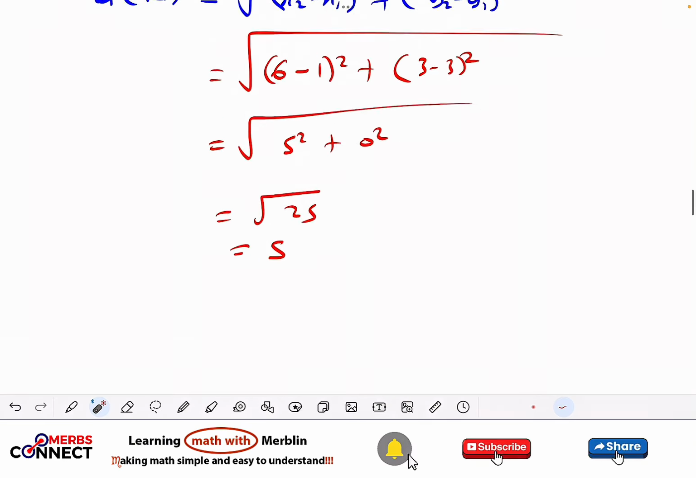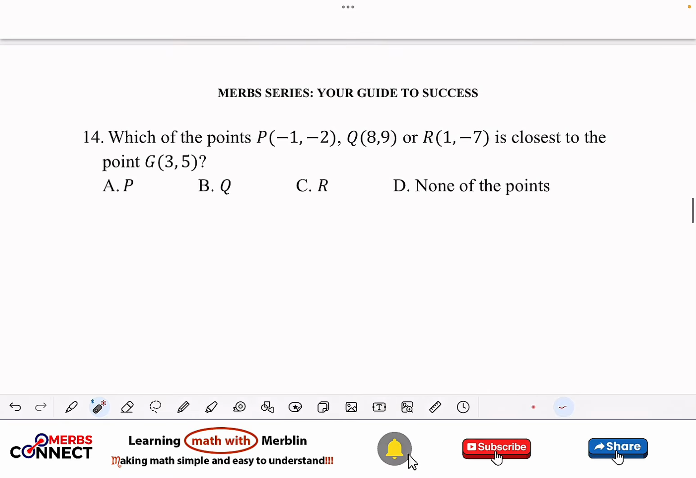Right. Now let's look at question 14. Which of the following points is closer to the point G? I'll leave this one for you to try.